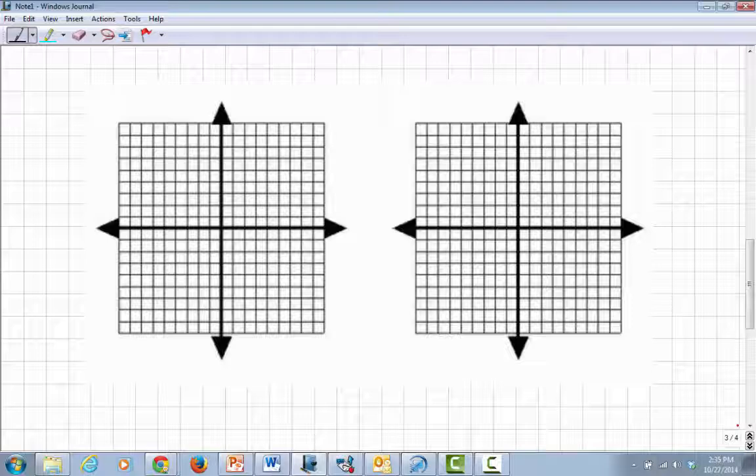You can do it by 2s if you want. It should be between 1 and 10, north, south, east, and west, okay? So, we're going to graph the line y equals 1/2 x minus 5. And we're going to graph the line y equals 2x minus 1.